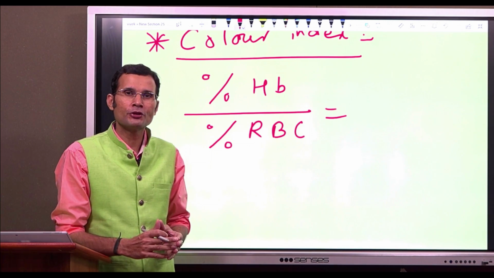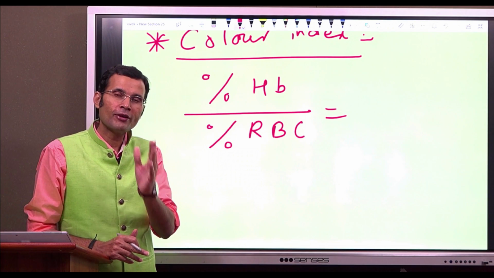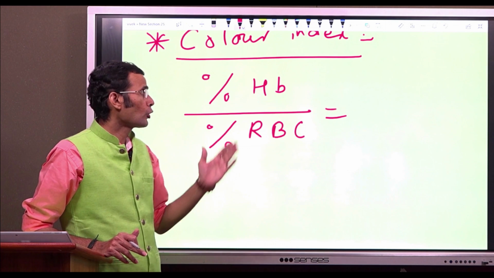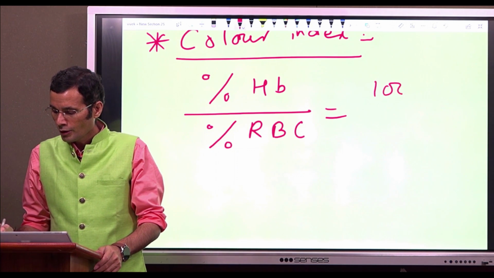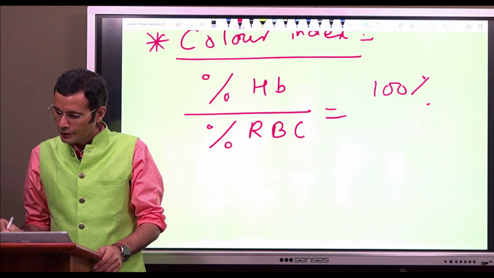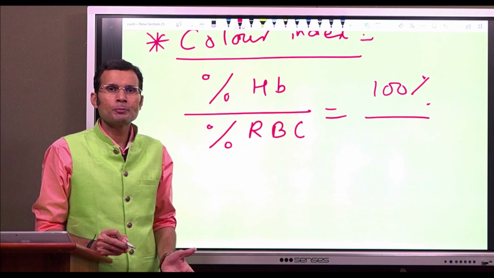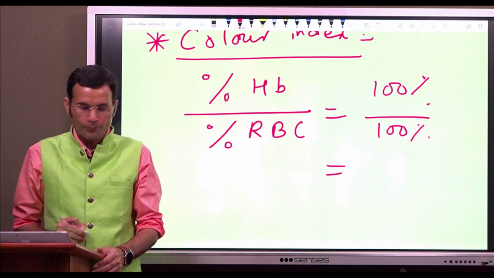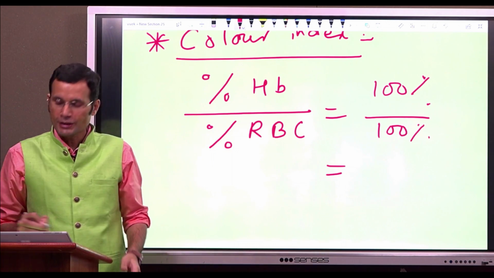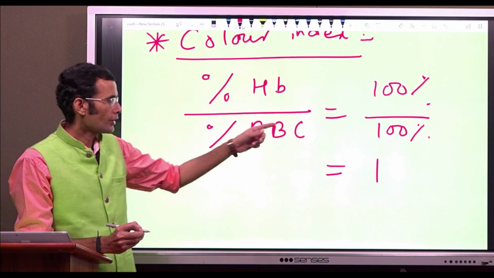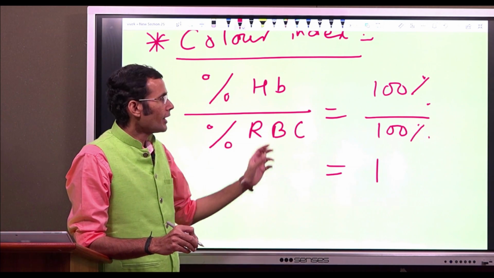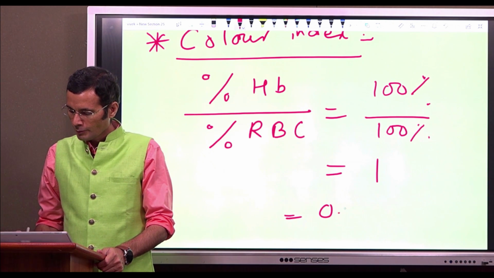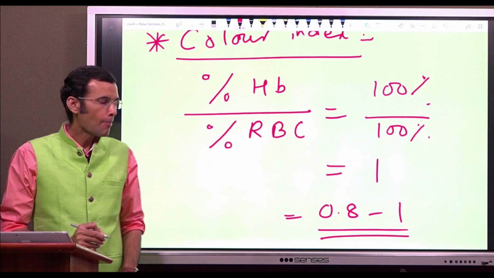So suppose a normal individual has 14.5 grams percent of hemoglobin, which is 100%, and the person has 5 millions per cubic millimeter of RBC count. That will also be 100%. The color index will turn out to be 1. That's how we calculate this ratio. Normal range is 0.8 to 1.